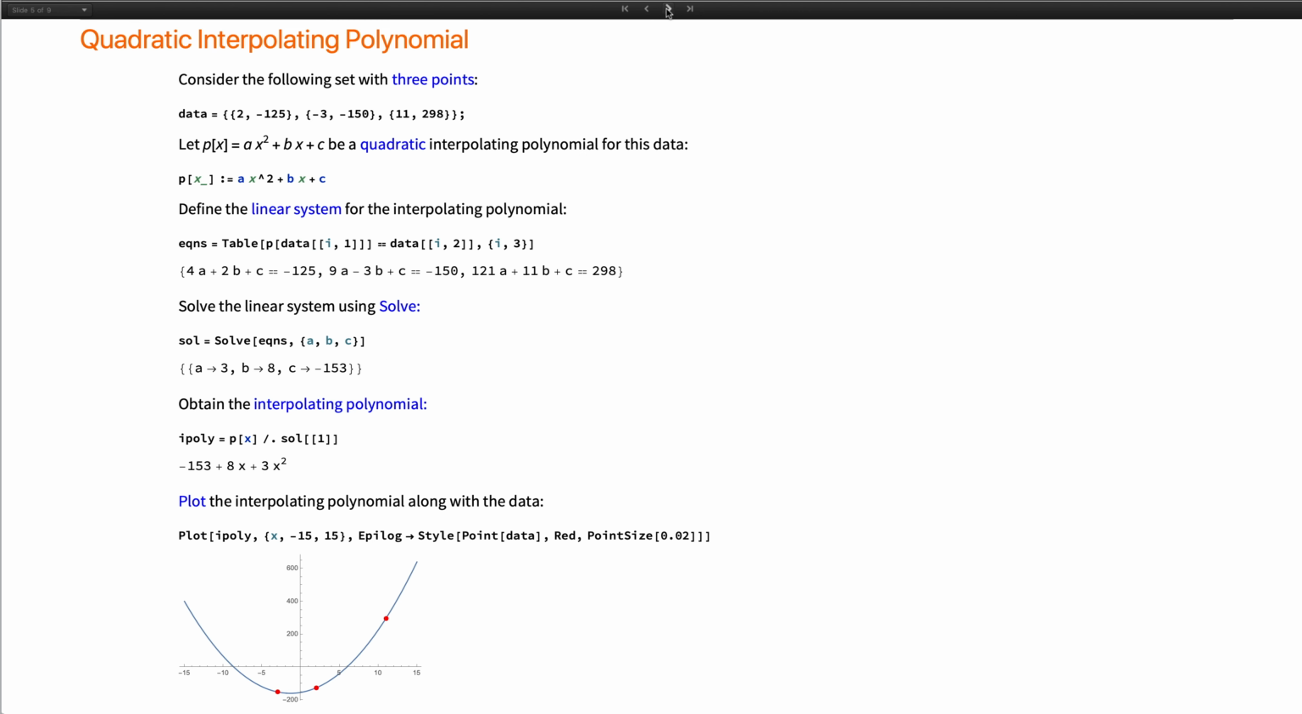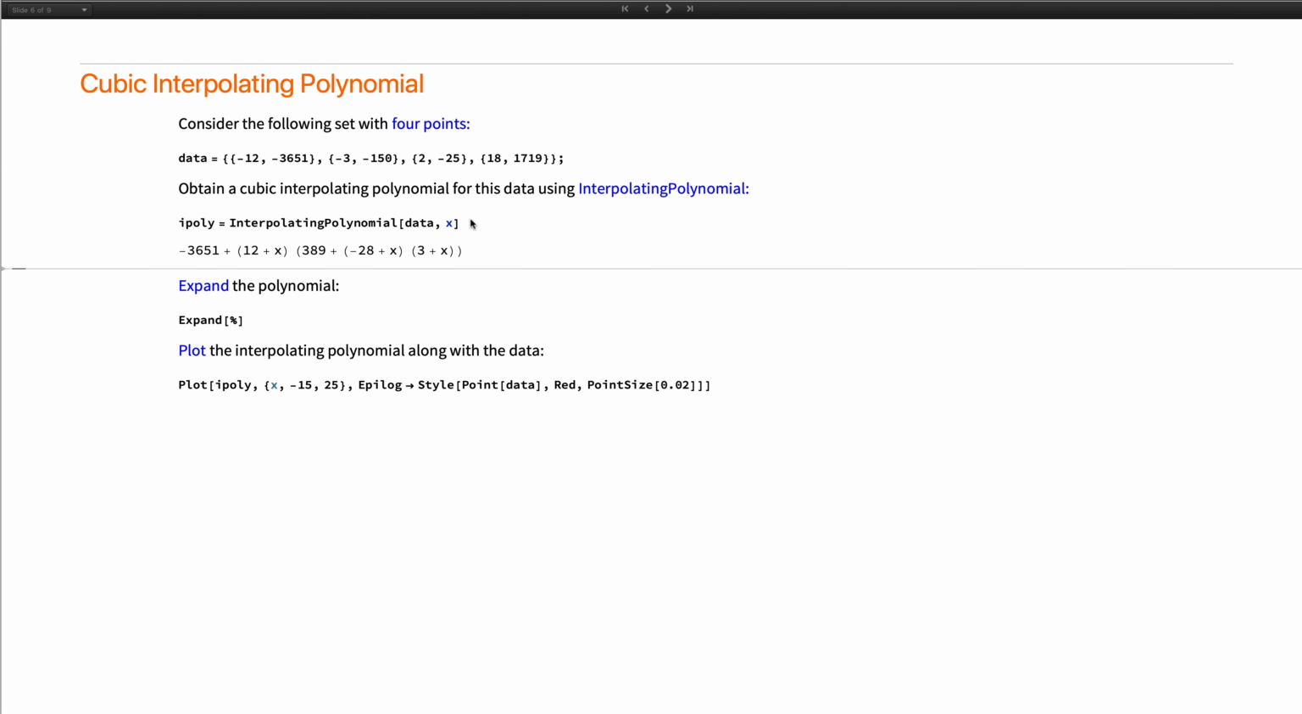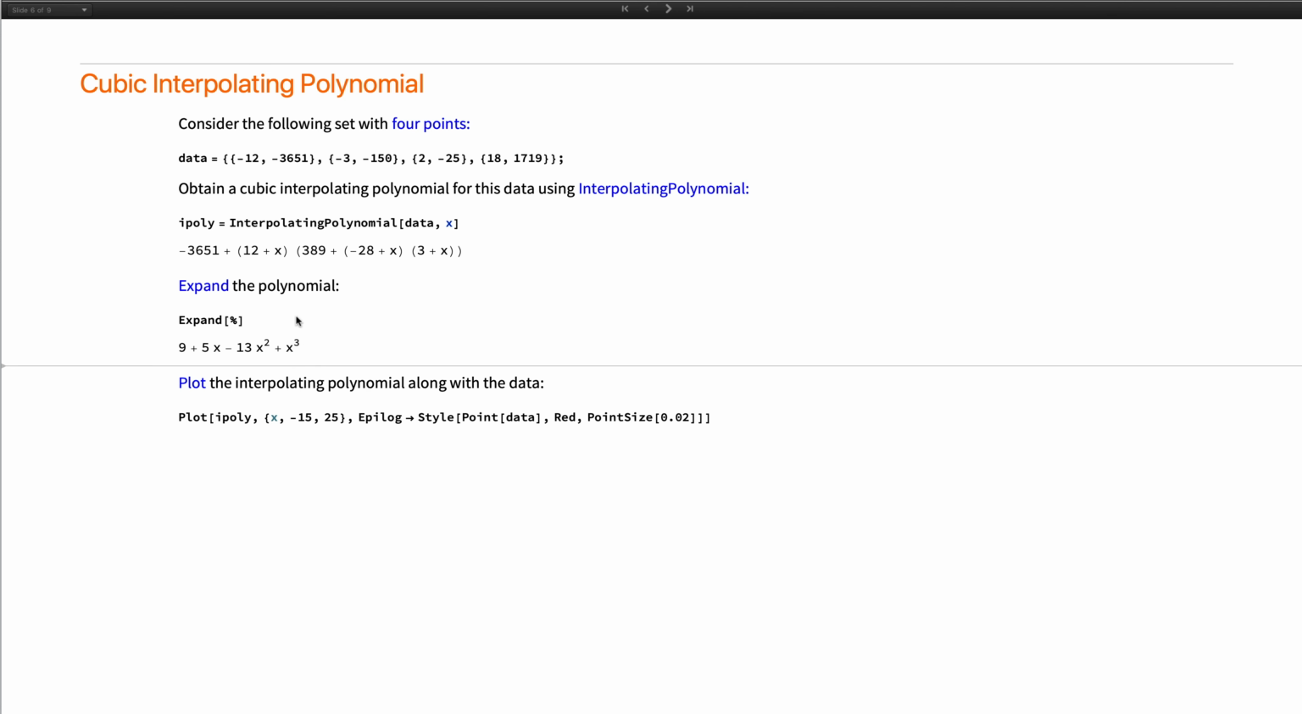Okay, so now the next case would be a cubic interpolating polynomial. Now I've got 4 data points, but this time I'm going to use the built-in function InterpolatingPolynomial to get the answer. Now the point is this: it comes in so-called Horner form, so it must be expanded to get a nice answer from a day-to-day perspective. So that's the expanded form. And again, if you plot it, you get a very nice plot of the data points and the interpolating polynomial.